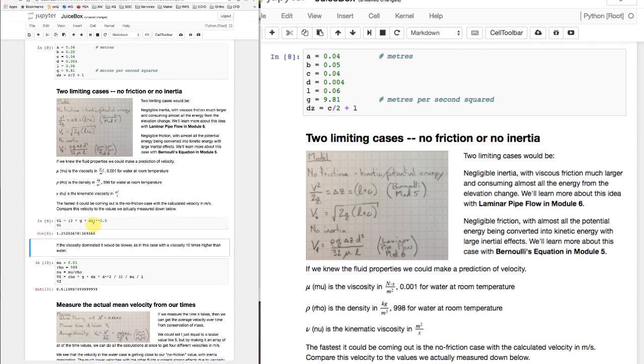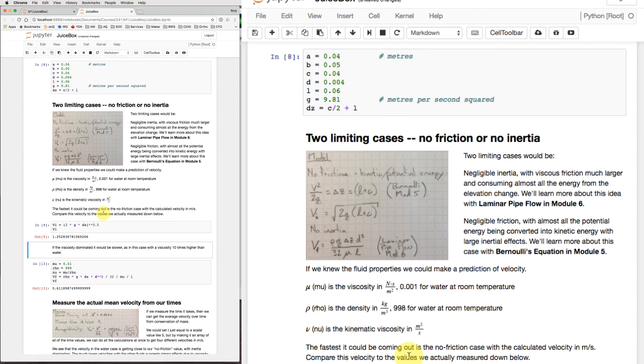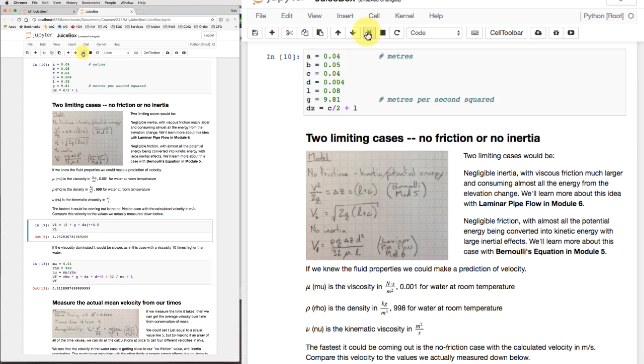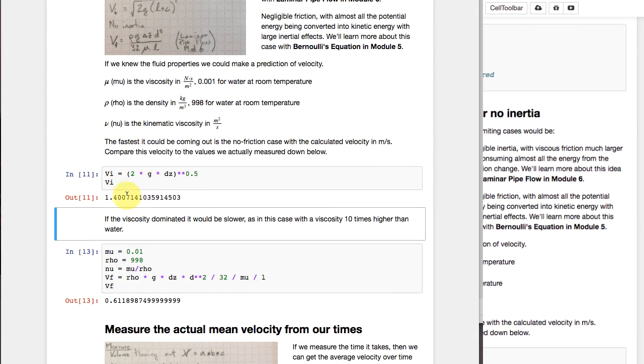So the advantage of building this into a worksheet like this in Python is the same as building it into a spreadsheet. We've got multiple opportunities to go through and change things and see what happens. But let's go back and put that back to 8, which is what I actually measured. I get about 1.4 meters per second.